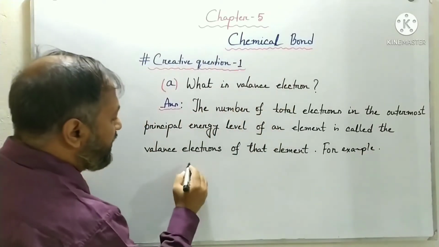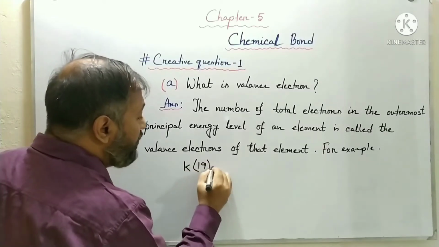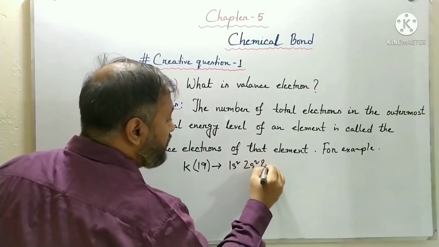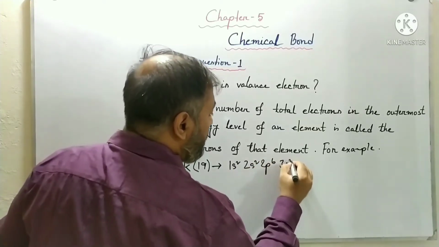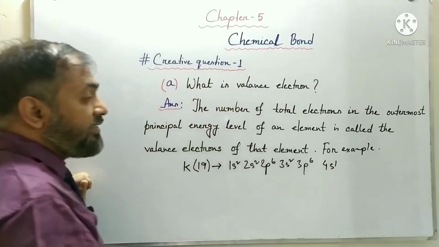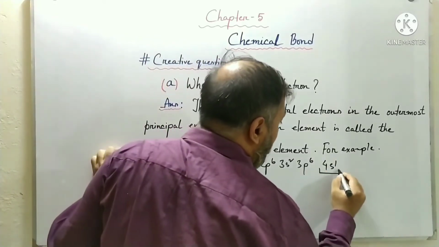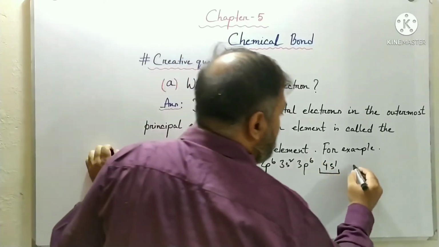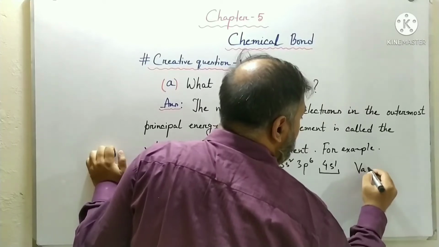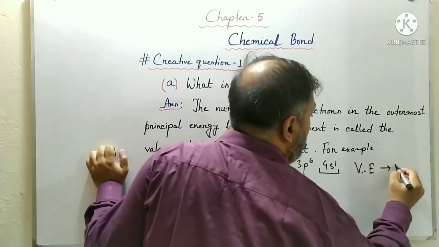You can see potassium. The total number of electrons present in potassium is 19. So when we go through the electronic configuration of potassium, we will find out 1s2, 2s2, 2p6, 3s2, 3p6 and 4s1. So the outermost principal energy shell of potassium is 4, and the total number of electrons here is 1. So the valence electron, I write down in abbreviated form, is 1.